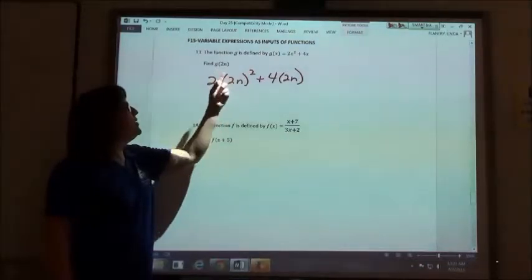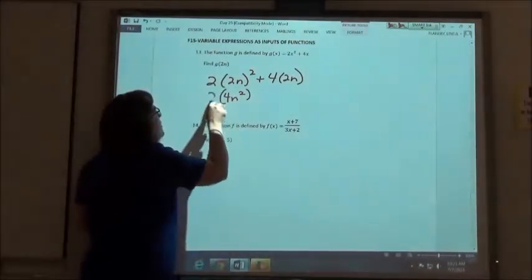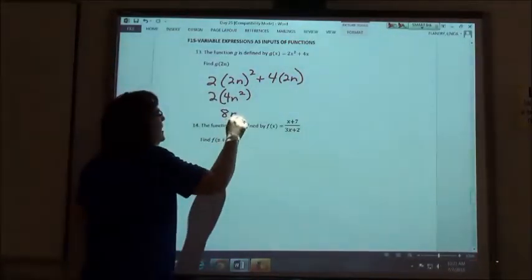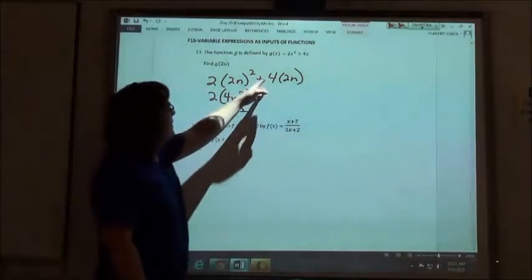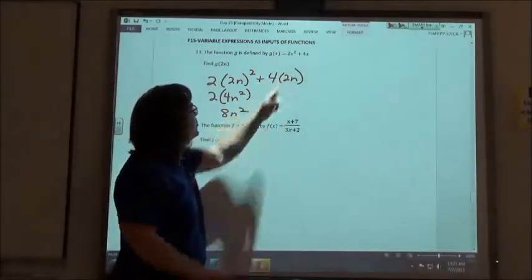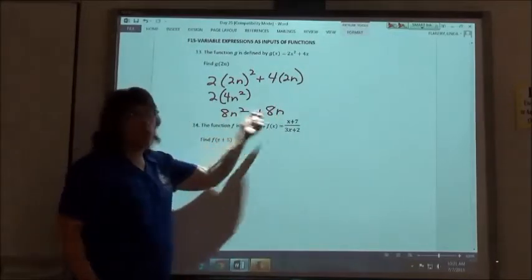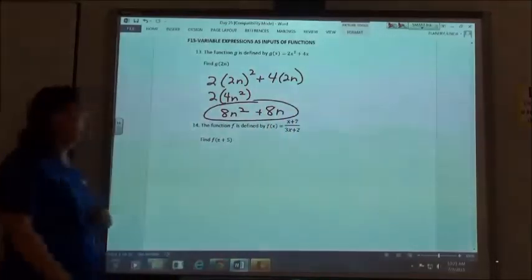If I take 2n times 2n, that would be 4n squared. Then I'm going to multiply it by the 2 that's in front. So I get 8n squared there for my first term. My second term, I'm just taking 4 times 2n, which is 8n. These are not like terms. I can't add them together, so my answer is just 8n squared plus 8n.